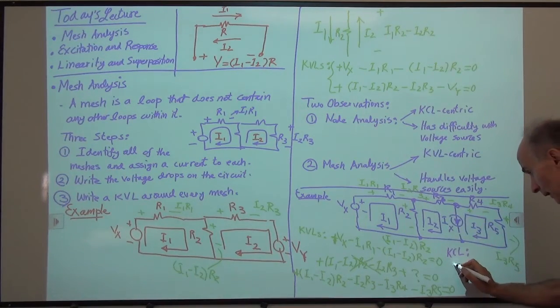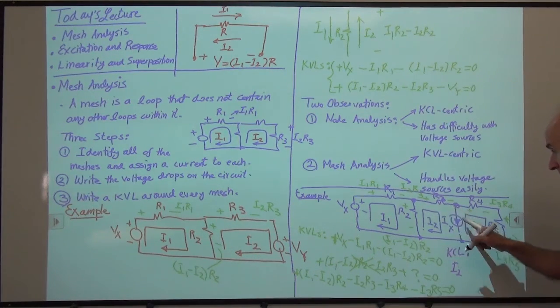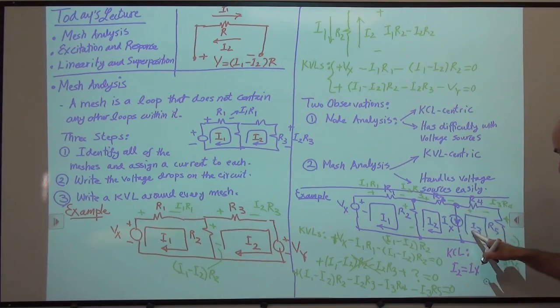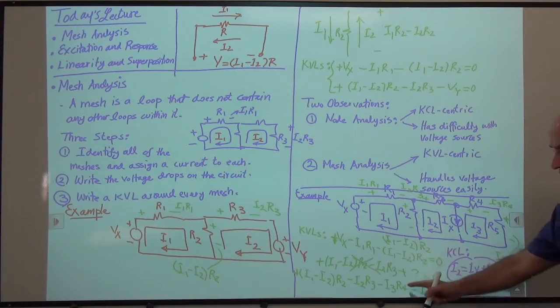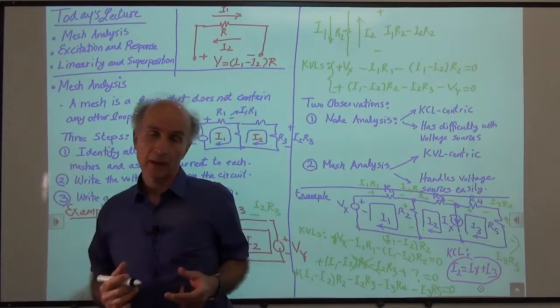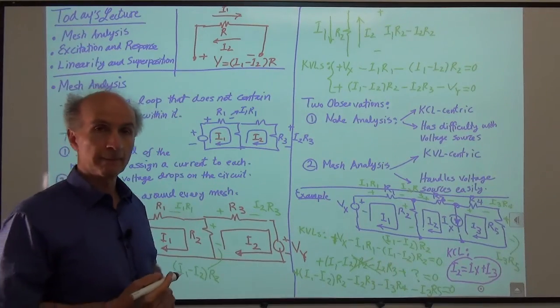So we're going to write I2, which is coming in, and then Ix going out, and then this current, which we call I3, is also going out, plus I3. So now we have one KCL, two legitimate KVLs, and three unknowns, I1, I2, and I3. We can find everything that we need.